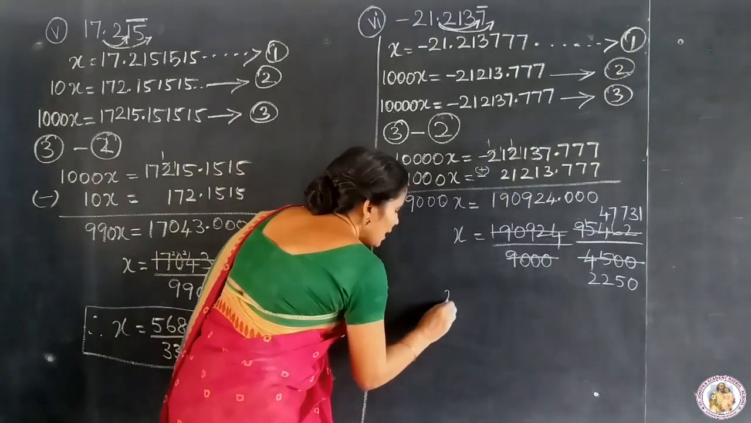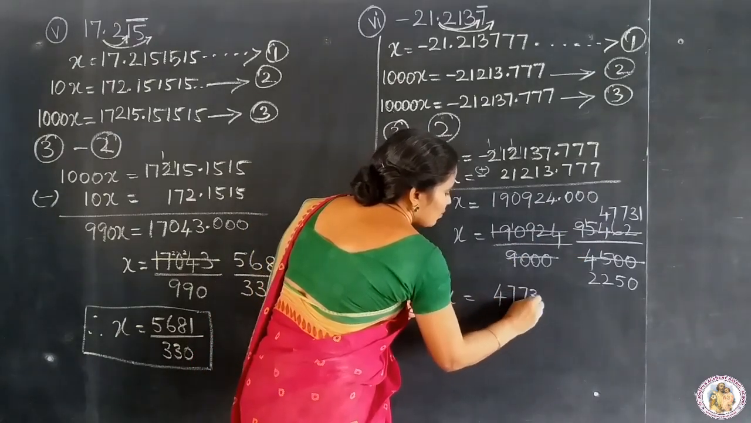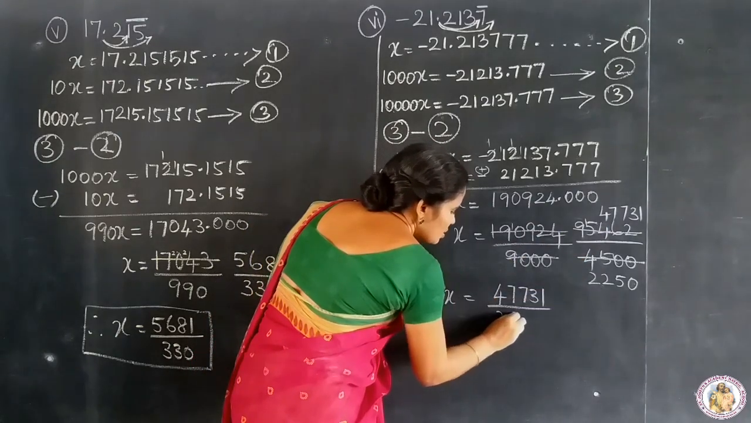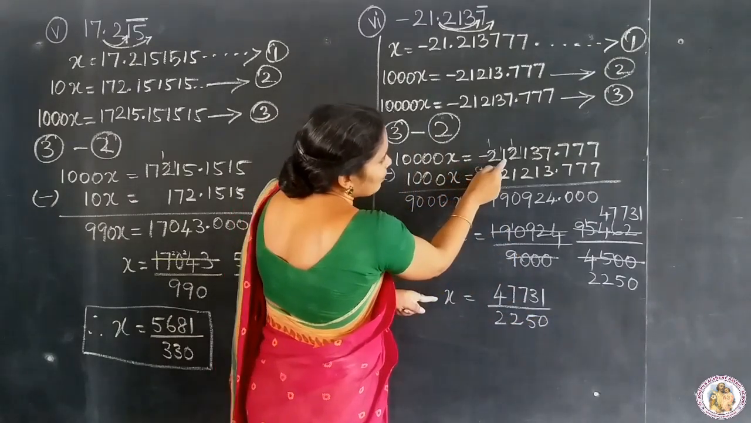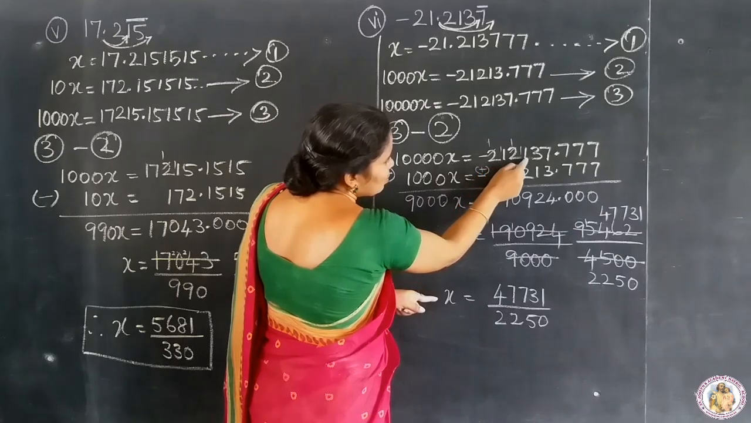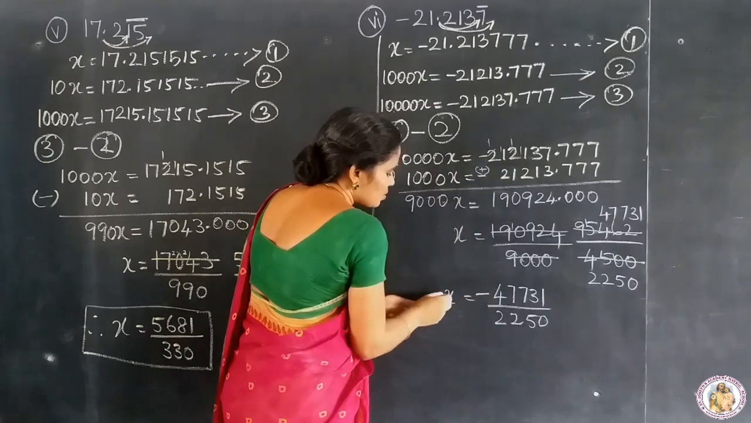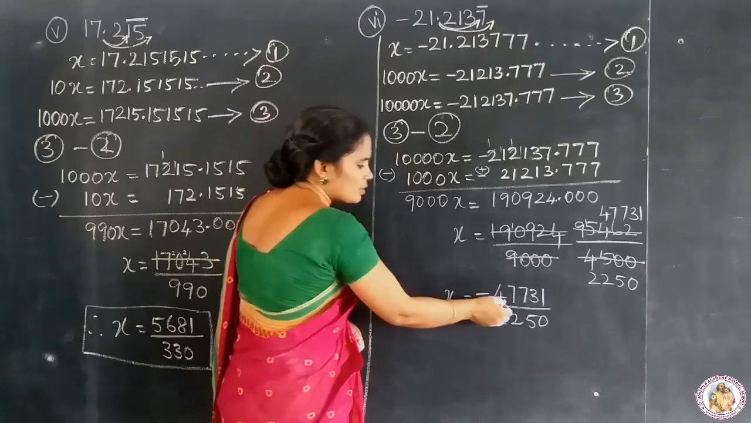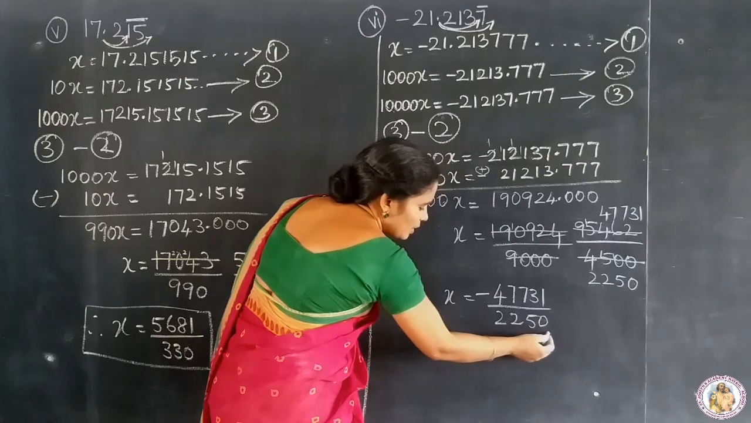So therefore x is equal to 47731 divided by 2250. Here while subtracting, 212137 is greater, so you have to do minus. So therefore x is equal to minus 47,731 by 2,250.